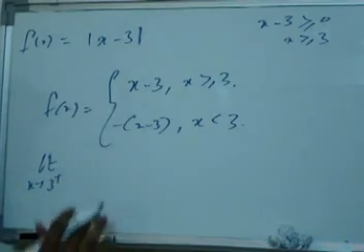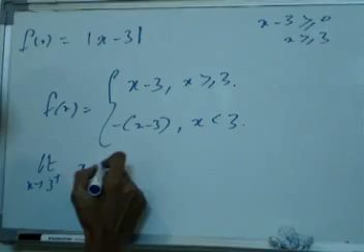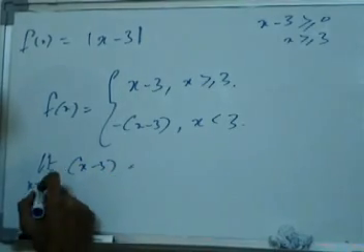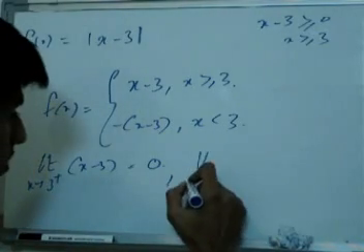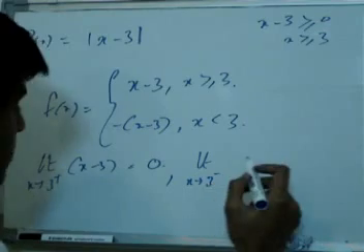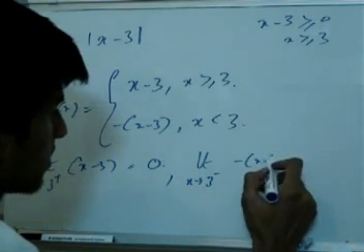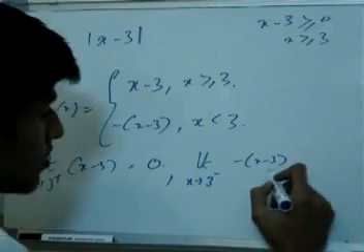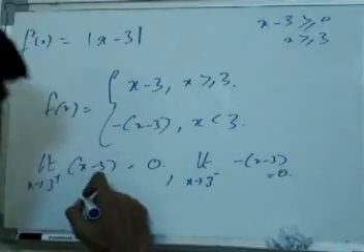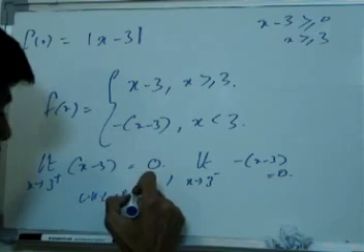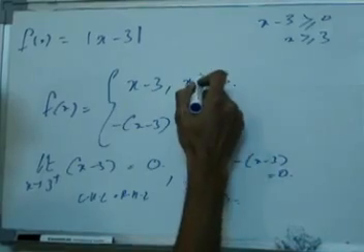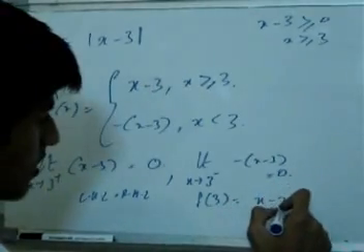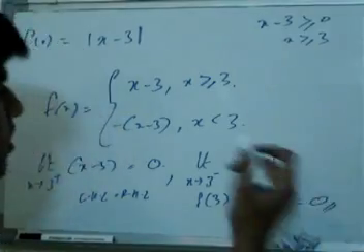The limit as x tends to 3 positive, that is x minus 3, is equal to 0, and the limit as x tends to 3 negative, that is minus of x minus 3, is also equal to 0. So here LHL is equal to RHL. Now for f of 3, that is at 3, it's x minus 3, which is also equal to 0.